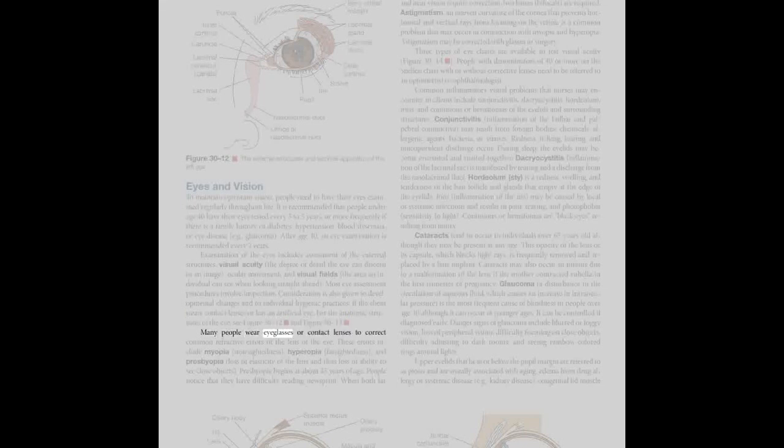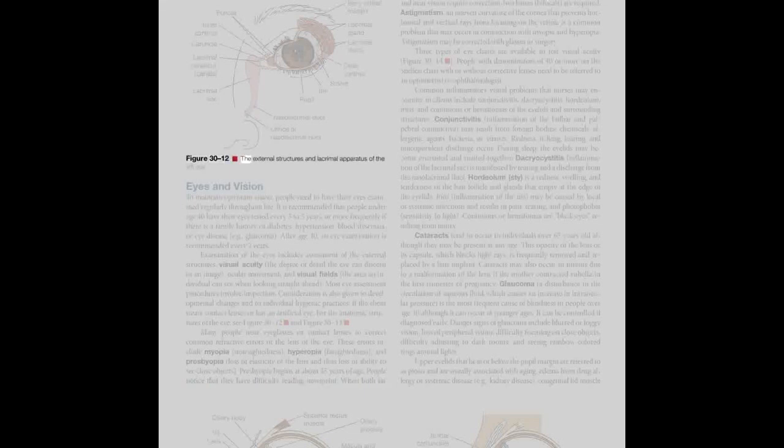Many people wear eyeglasses or contact lenses to correct common refractive errors of the lens of the eye. These errors include myopia, nearsightedness, hyperopia, farsightedness, and presbyopia, loss of elasticity of the lens, and thus loss of ability to see close objects. Presbyopia begins at about 45 years of age. People notice that they have difficulty reading newsprint when both far.